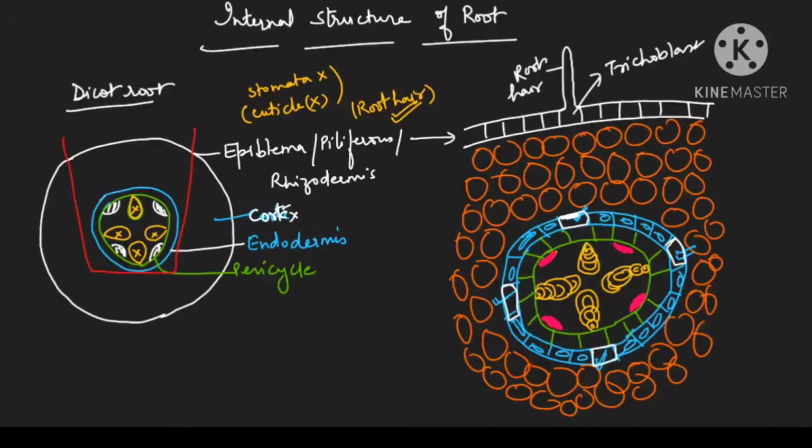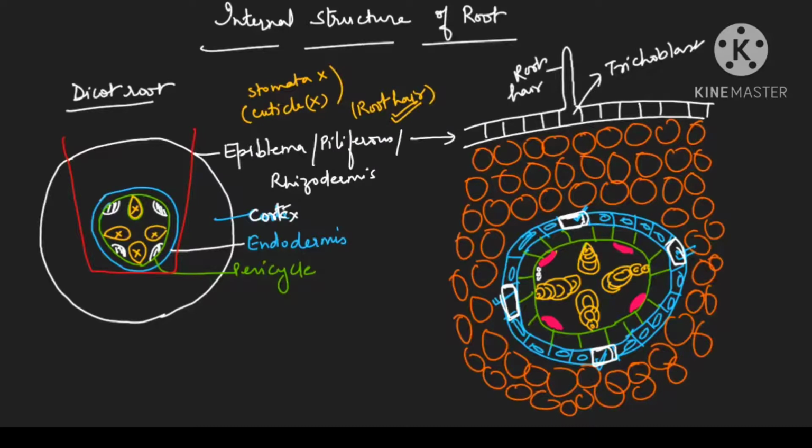Please highlight it carefully, understand carefully. Passage cells are also known as transfusion cells. So these are your 4 passage cells, and they will always be present just opposite to the protoxylem. Is it clear? Now, see carefully the tissue which is present between the xylem and phloem.